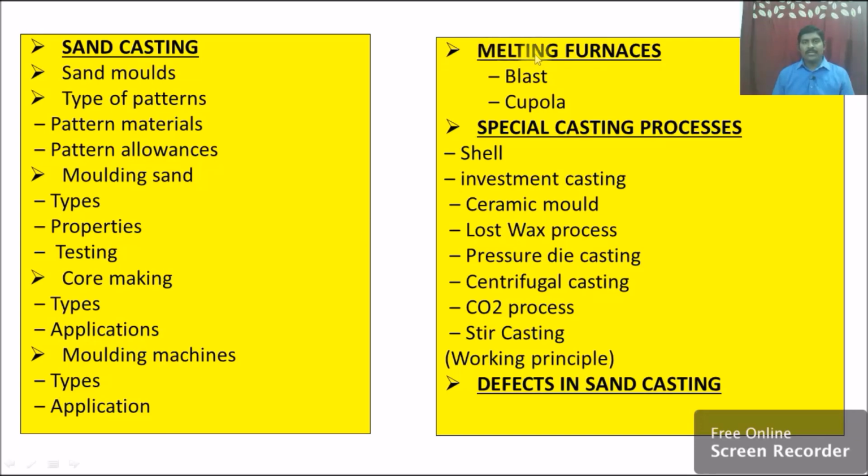So the next topic is melting furnaces. Melting furnaces consist of the blast furnace and cupola furnace, which we will look into. Special casting processes: shell, investment casting, ceramic mold, lost wax process, pressure die casting, centrifugal casting, CO2 process and stir casting. And then defects in sand casting.